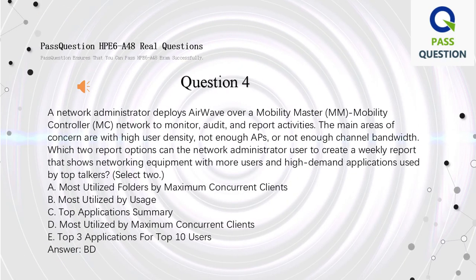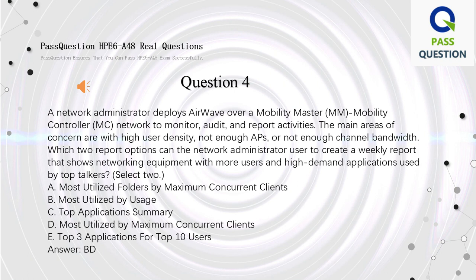Question 4. A network administrator deploys AirWave over a Mobility Master Mobility Controller (MC) network to monitor, audit, and report activities. The main areas of concern are high user density, not enough APs, or not enough channel bandwidth. Which two report options can the network administrator use to create a weekly report that shows networking equipment with more users and high-demand applications used by top talkers?